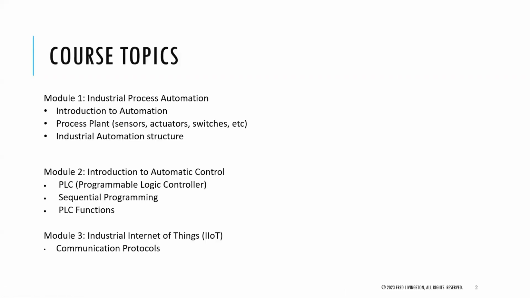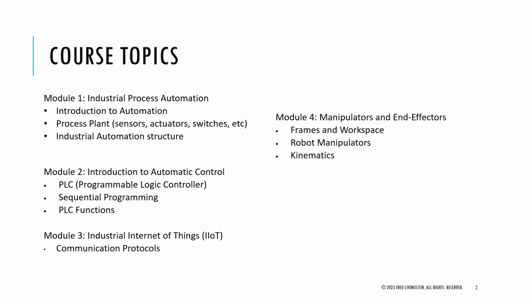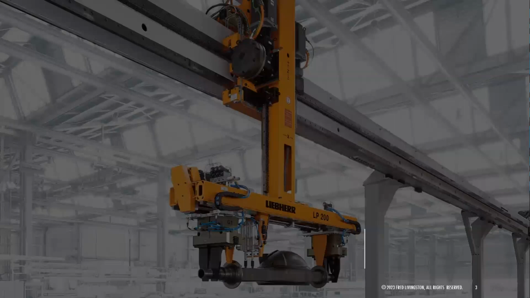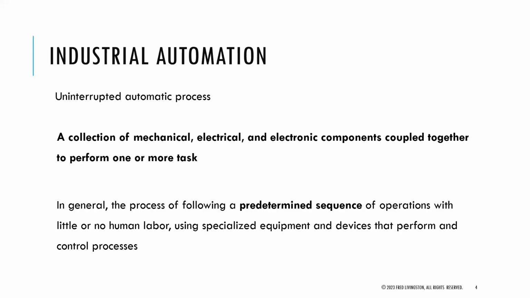So we started out with just talking about automated processes, and then we started getting into sensors and actuators, and then we started using PLC control, and then we got into robotic manipulators in the course. So just know the basis of industrial automation in general. What's the purpose of industrial automation?